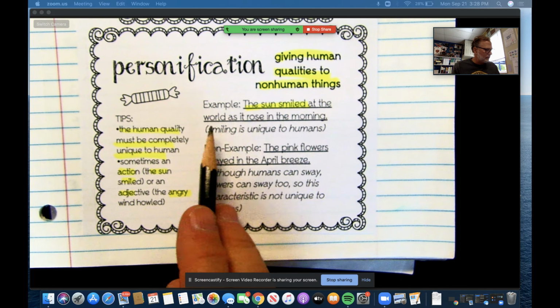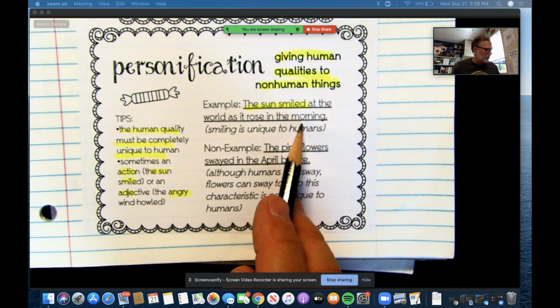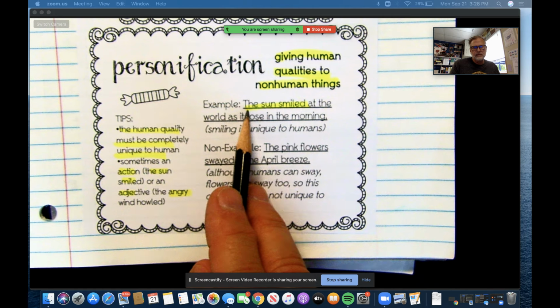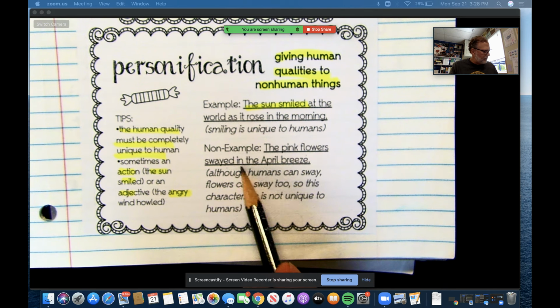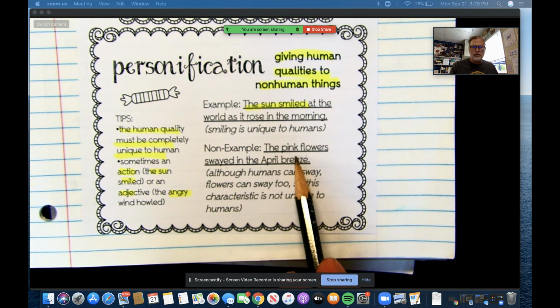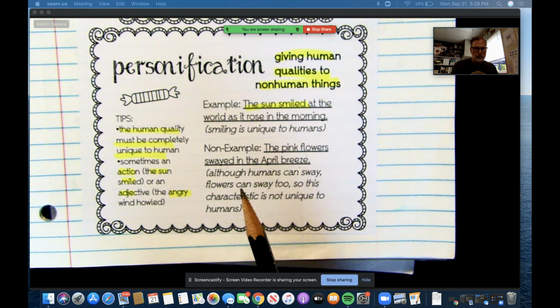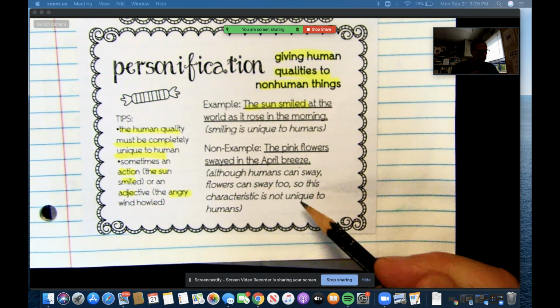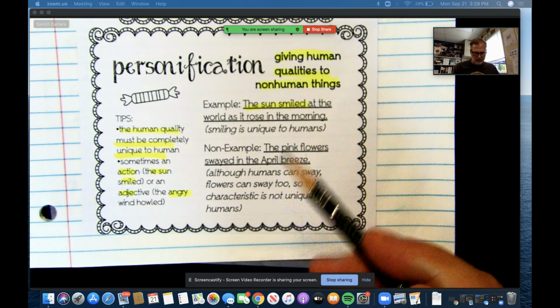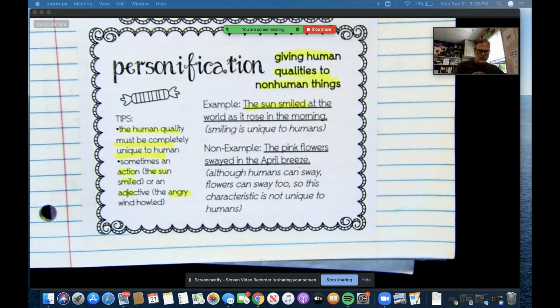The sun smiled at the world as it rose in the morning. Because the sun can't smile. You're giving human qualities to the sun, and there you go. Now, a non-example is the pink flowers swayed in the April breeze. Well, pink flowers do sway. They move back and forth. Now, the wind pushes them, but although humans can sway, flowers can sway too. So this is a characteristic that's not unique just to humans. It has to be a uniquely human quality.